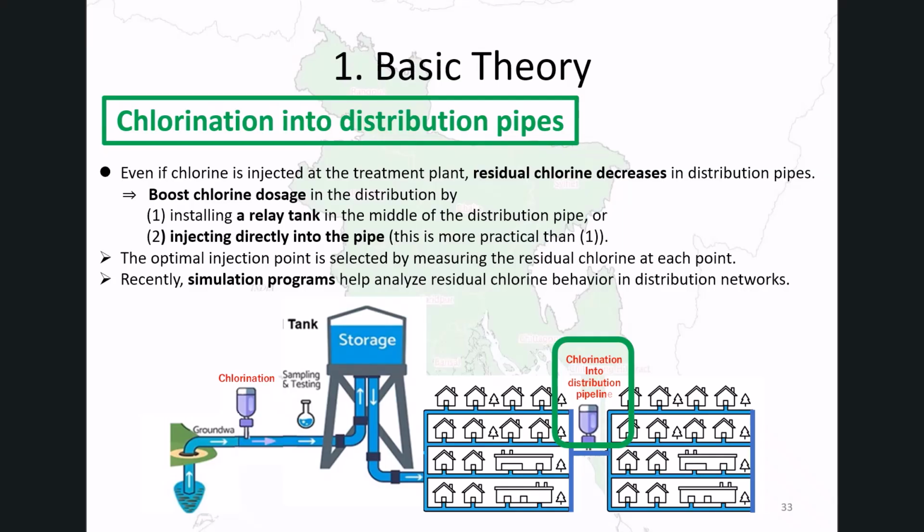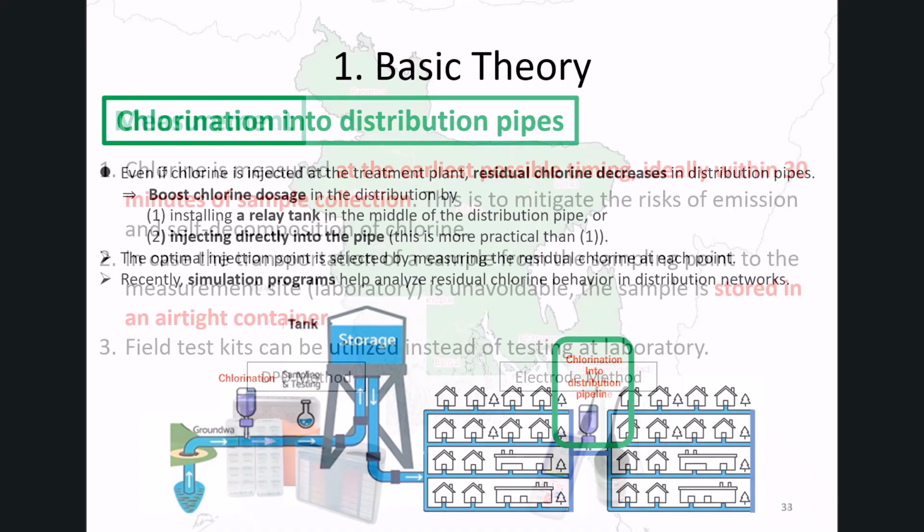The optimal injection point is determined by measuring residual chlorine at different locations in the network. Recently, simulation programs are also used to predict how residual chlorine behaves in distribution systems. This helps plan effective booster chlorination points. These methods ensure that adequate residual chlorine reaches even the farthest users.